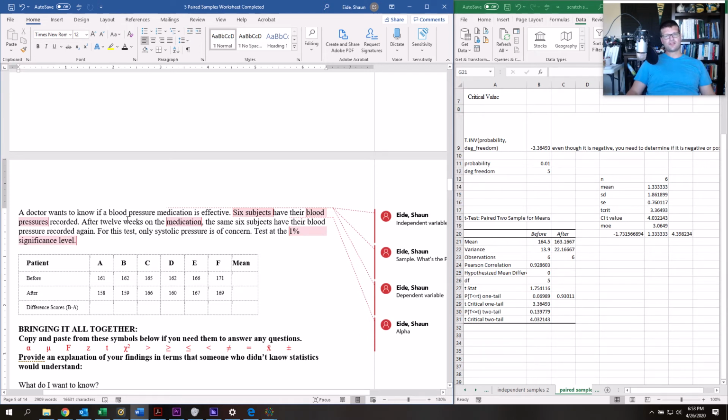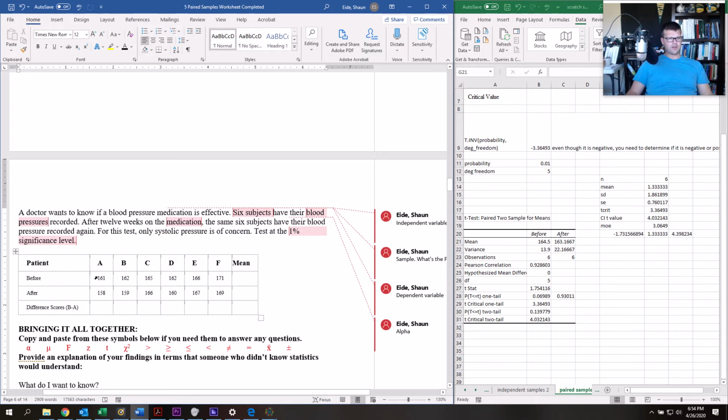There are 6 subjects who have their blood pressure recorded. After 12 weeks on the medication, the same 6 subjects have their blood pressure recorded again. For this test, only systolic pressure is of concern, and you should test at the 1% significance level.